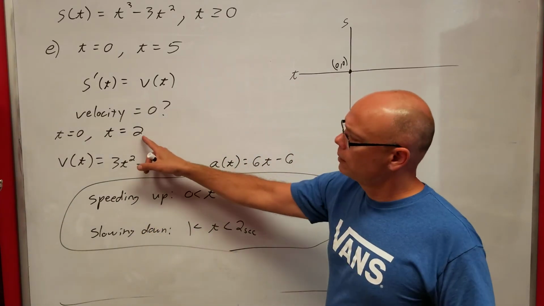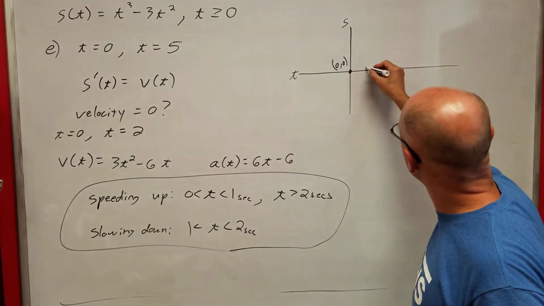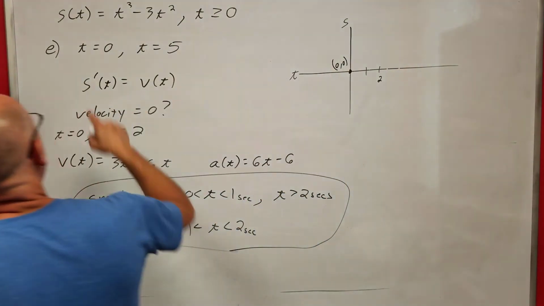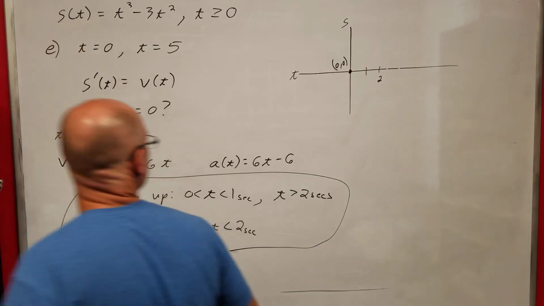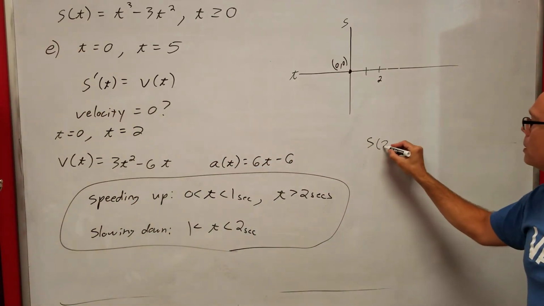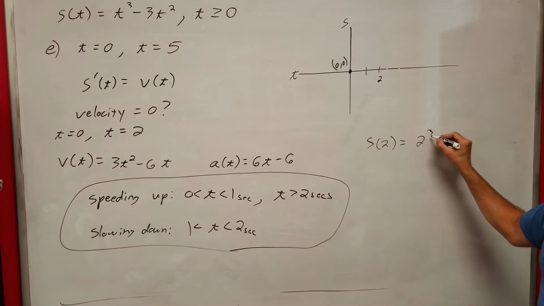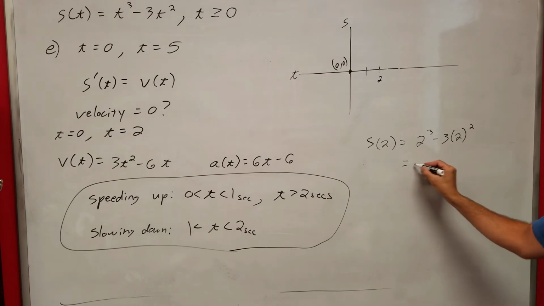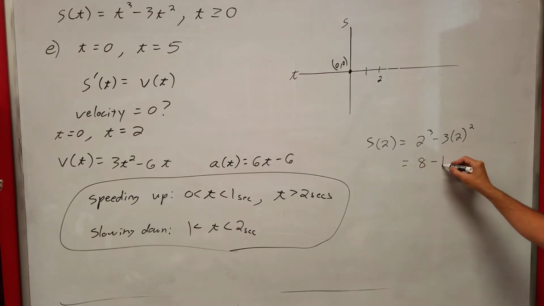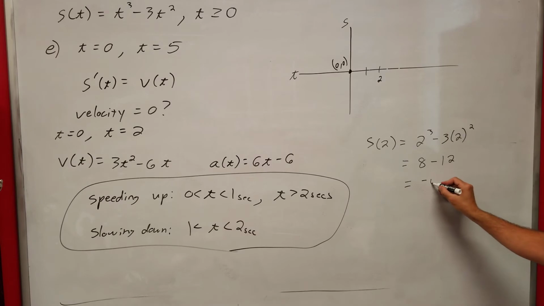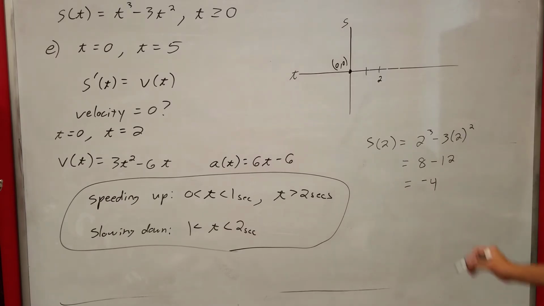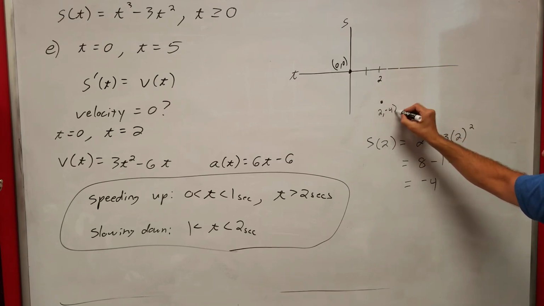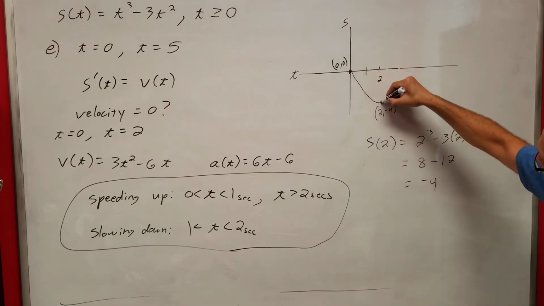Well, let's see. At 2 seconds, 1, 2, here's 2. Where is my function at? I don't know, so let's evaluate this at 2. S of 2 is equal to 2 cubed minus 3 times 2 squared. Oh, what does that give me? 8 minus 12, or what does that give me? Negative 4? So at 2 seconds, I'm down here at negative 4. So I have 2, negative 4. So my graph might do something like this, okay?